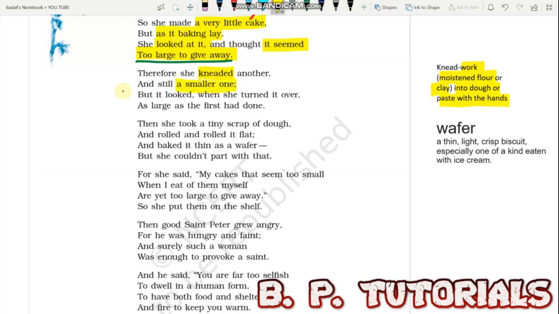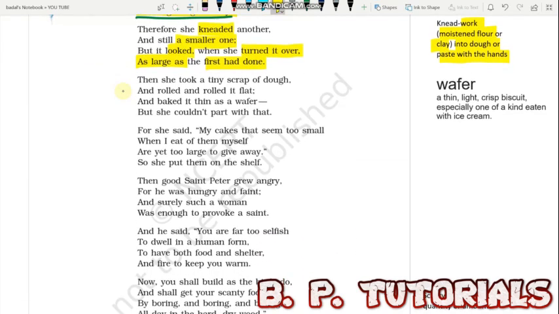Still, she made a smaller cake, but it looked, when she turned it over, as large as the first had done. And when she actually looked at it, she found, when she turned it over, that it was as large as she had done the first one. So the cake that she thought to make a little smaller actually turned out to be a bigger one. And that was the most selfish act she had been doing over there. Then she did what? Then she took a tiny scrap of dough, very little tiny scrap of dough, and rolled it flat, and she rolled and rolled it flat and baked it thin as a wafer.